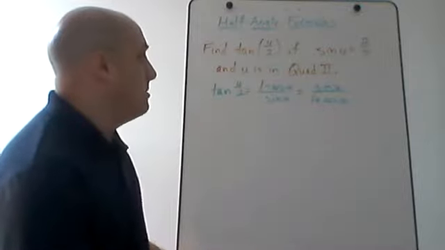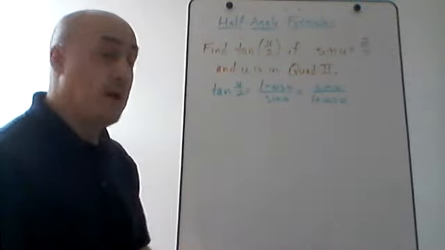So I know sine of u equals 2/5, but to use these formulas, I also need to know cosine of u.